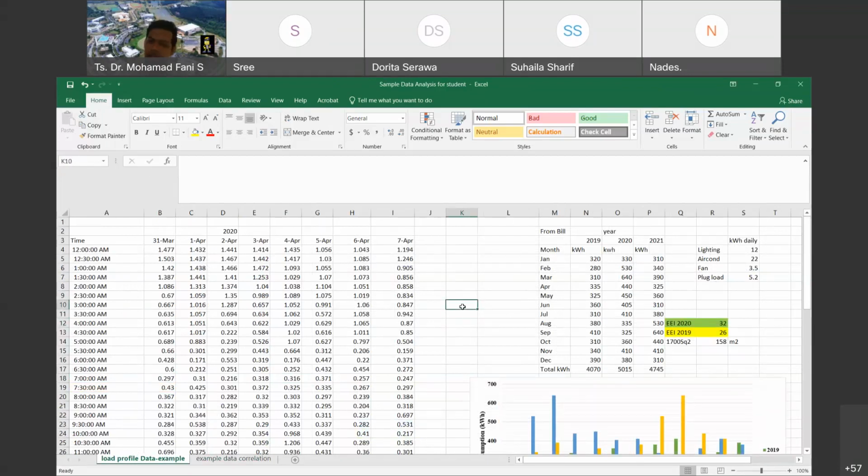I think that one is the best energy audit report from the last batch. Okay, you can refer to the flow of the energy audit report in the example. You can refer to that example.